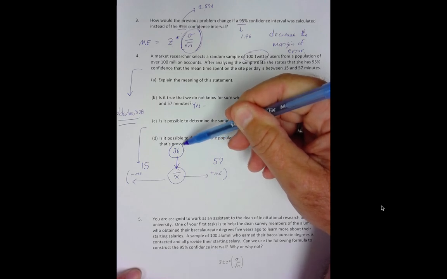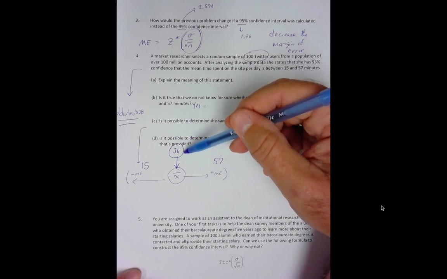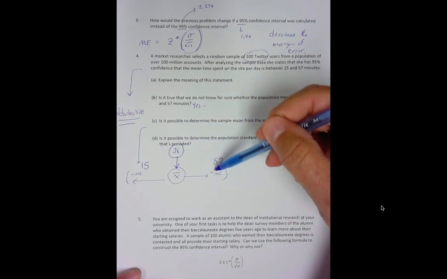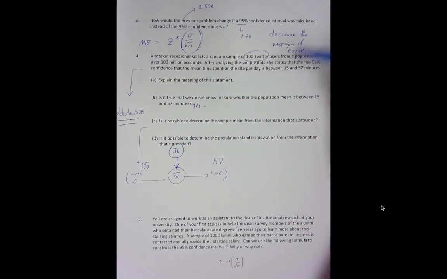And again, because this is one sample of infinitely many, and we know these samples vary, we have to build a margin of error around this value to estimate mu, which is the mean time spent for all 100 million, or actually over 100 million accounts.